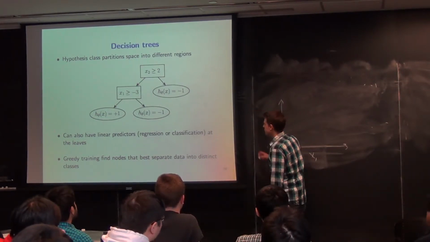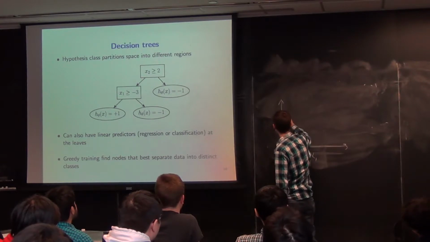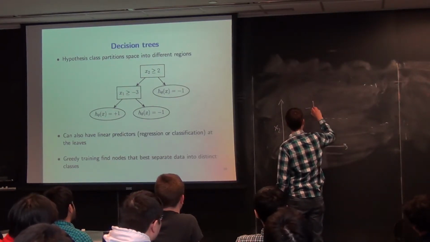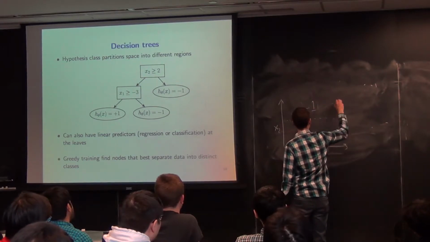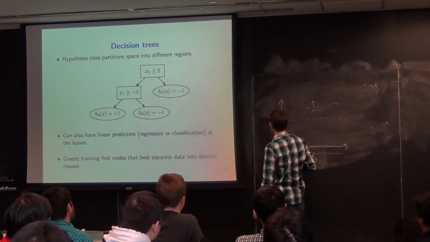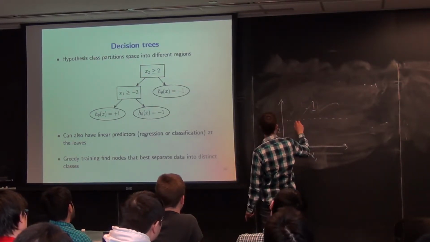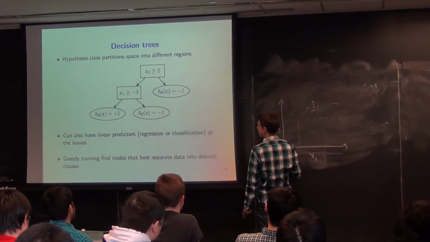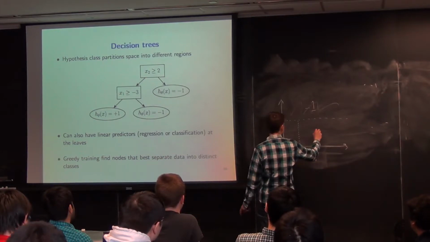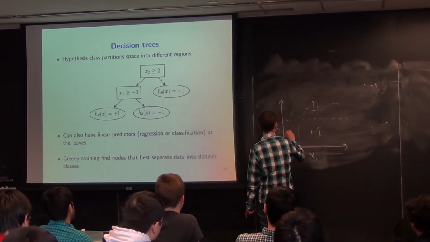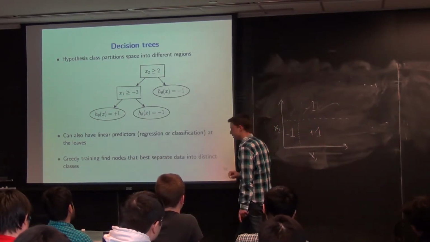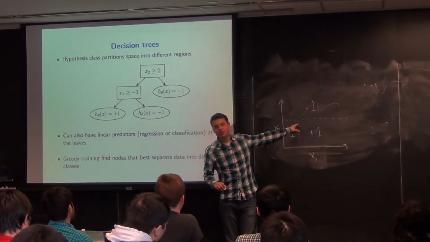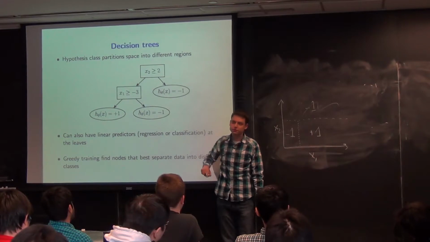What it will do is say, first, is x2 greater than or equal to 2? If so, this whole space, we say -1 in this entire space here. Otherwise, we split on something being greater than or equal to -3. So we have this split here. If it's greater than that, we say this is +1. Otherwise, we say it's -1. Okay, so this is a plot of the function that this decision tree produces.